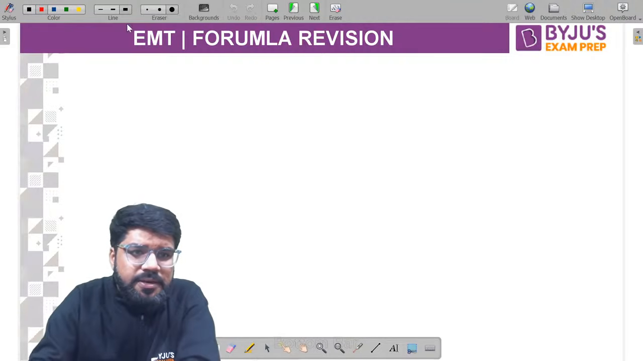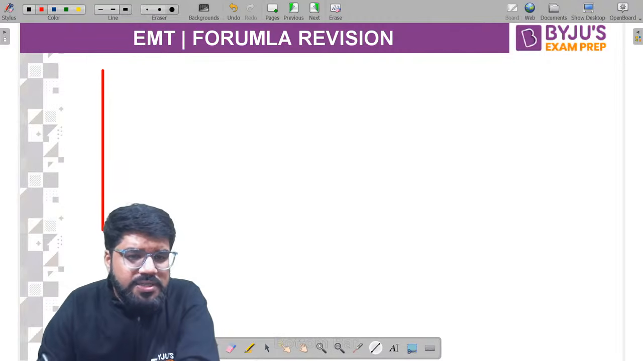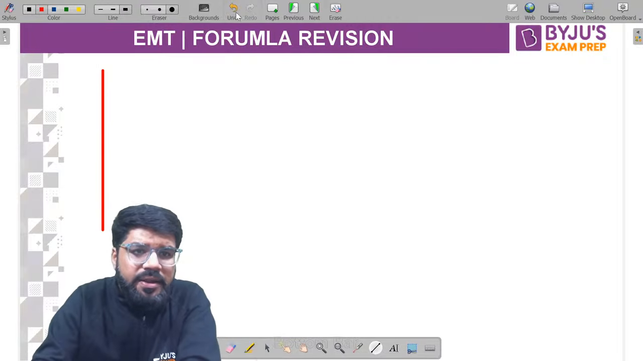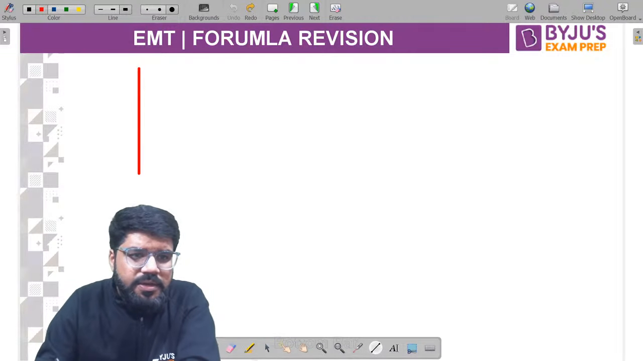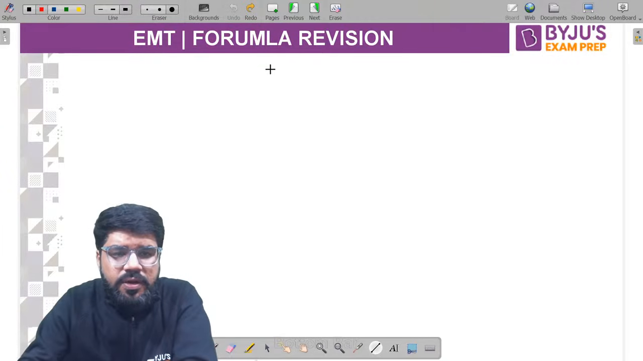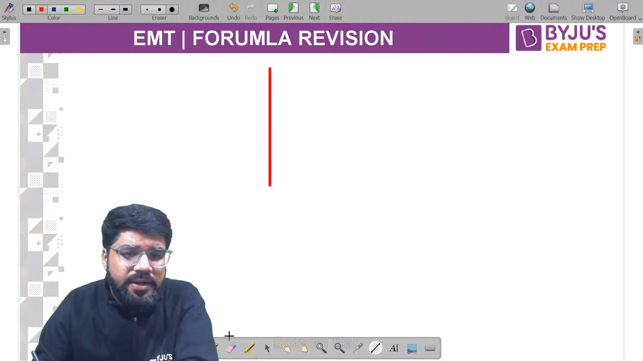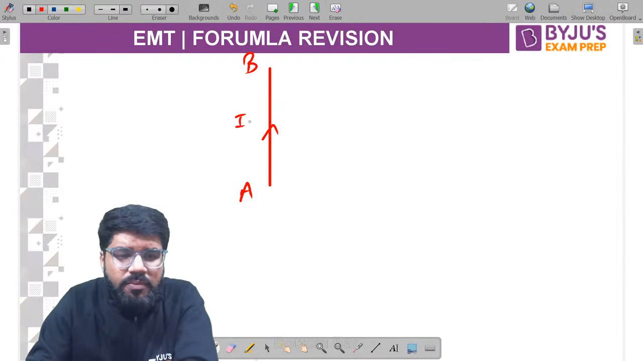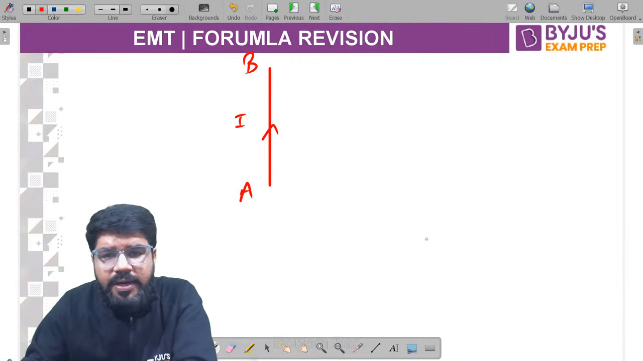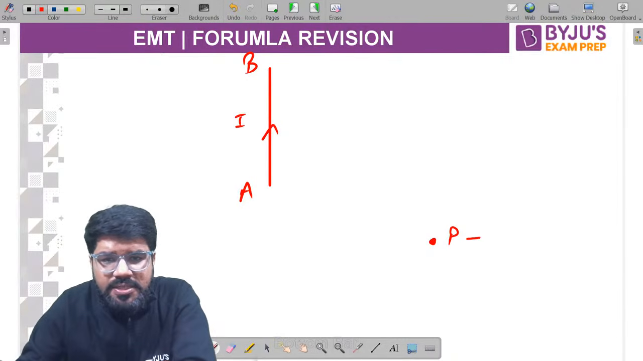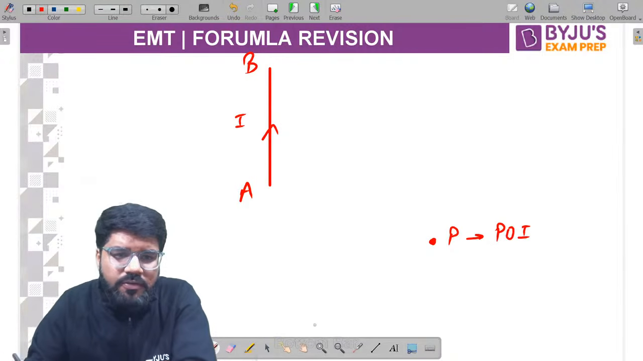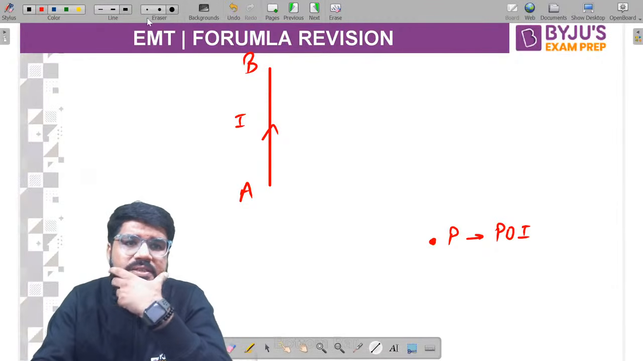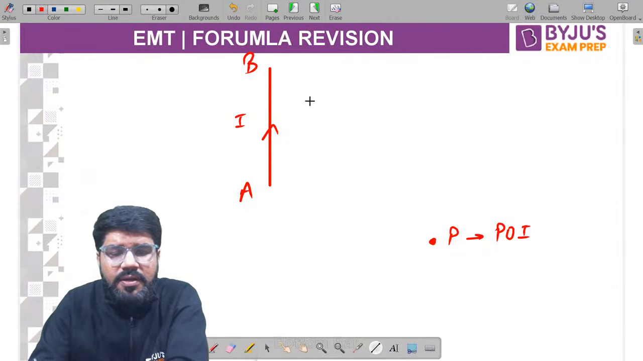Let's understand this separately. Suppose this is the wire, the filamentary wire, placed from A to B, and the current is flowing from A to B. This is the point P, which is known as the point of observation.